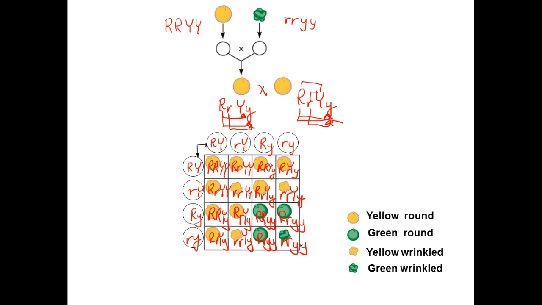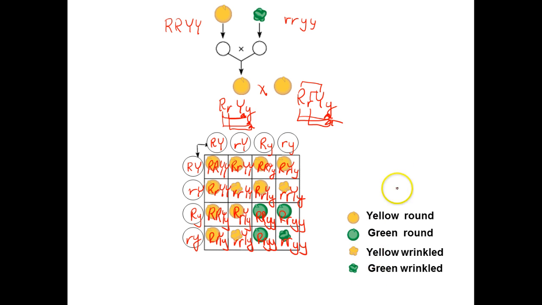Okay, once you've filled out your Punnett Square, you bring them all down in a cross, and you write down your 4 possible phenotypes. So I always like to start with dominant, yellow, round, then dominant, recessive, green, round, and then recessive, dominant, yellow, wrinkled, and then green, wrinkled. So these are your 4 possible phenotypes.